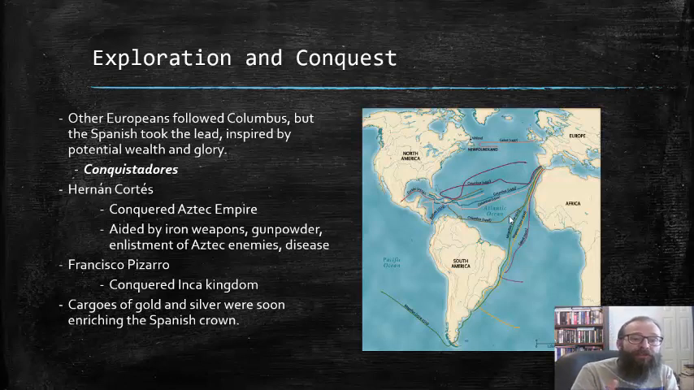As a result of these conquests and the discovery of massive deposits of gold and silver in these regions, the Spanish crown was soon getting an influx of tons of wealth from the New World, which also opened the eyes to other European powers about the potential for their own colonization and conquest of the Americas.